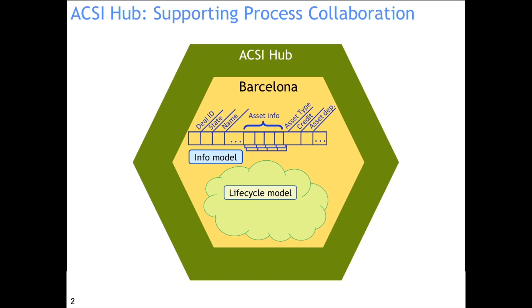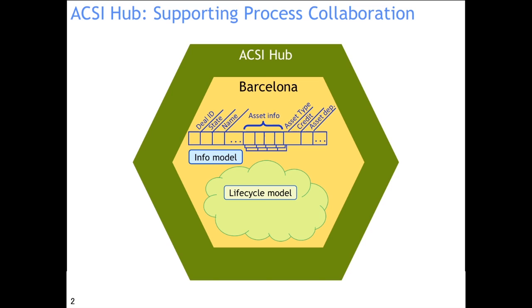Hub takes advantage of an artifact-centric business process engine called Barcelona. Within Barcelona, business artifacts can be designed and executed. A business artifact is made of two key components: an information model that describes the business-relevant data that may be used during a process, as well as the lifecycle model that describes how the information model is affected and how a process should progress by interacting with various participants.